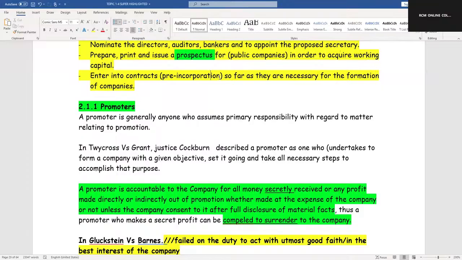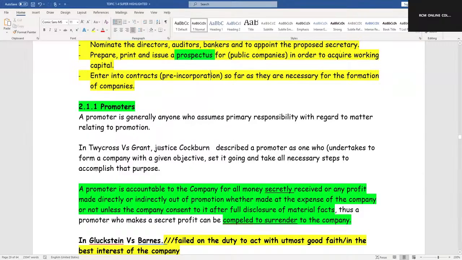If that is the case, then under the law, the company will be at liberty to recoup that secret profit, or recoup the purchase price of that asset, which he secretly sold to the company without revealing the profits, which are now declared to be secret profits. So a promoter is generally anyone who assumes a primary responsibility for forming the company.